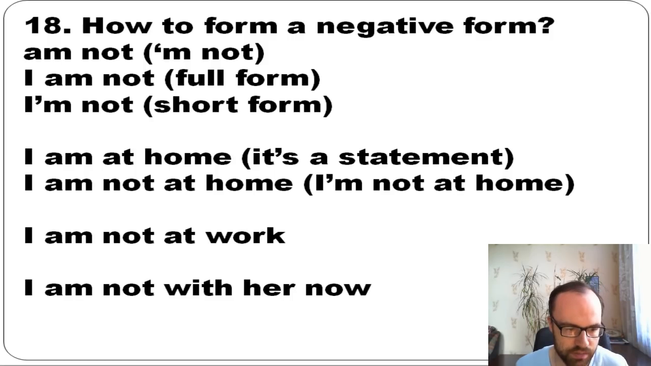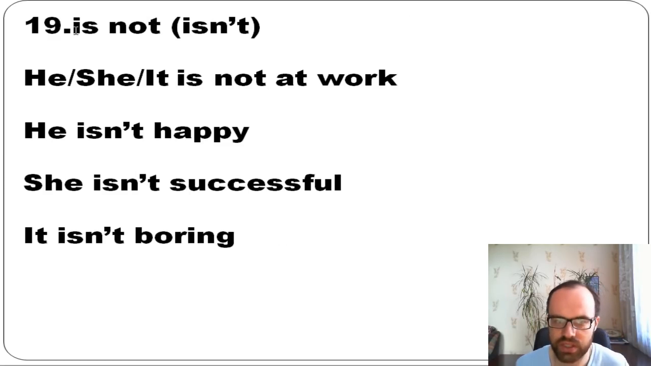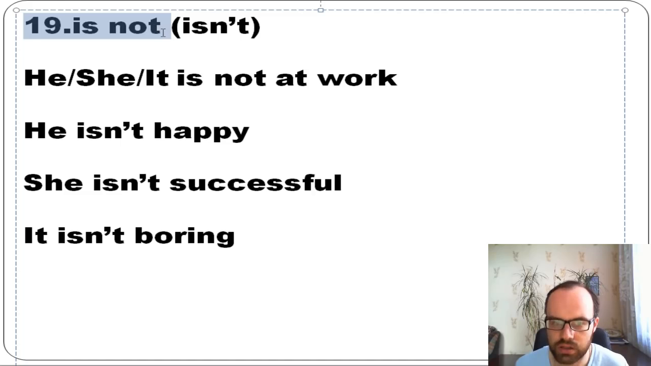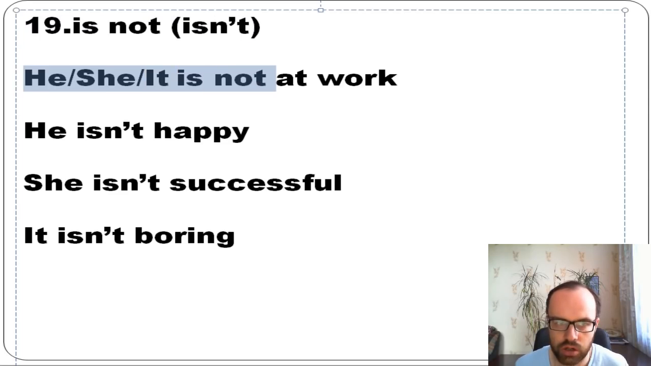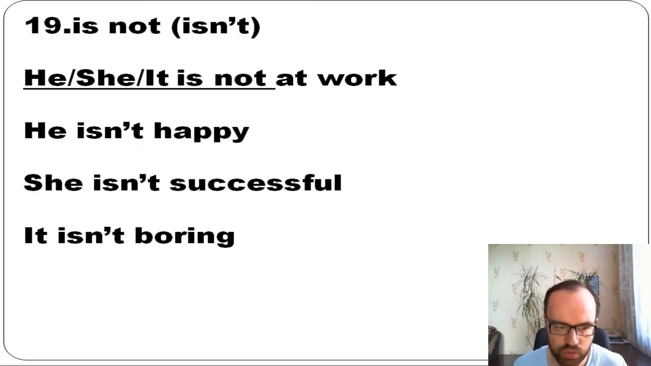Okay, is. So the same thing. Is not. Please remember that we use is not or isn't after he, she, it. Look, he is not at work. She is not at work. It is not at work. He isn't happy. She isn't successful. It isn't boring.